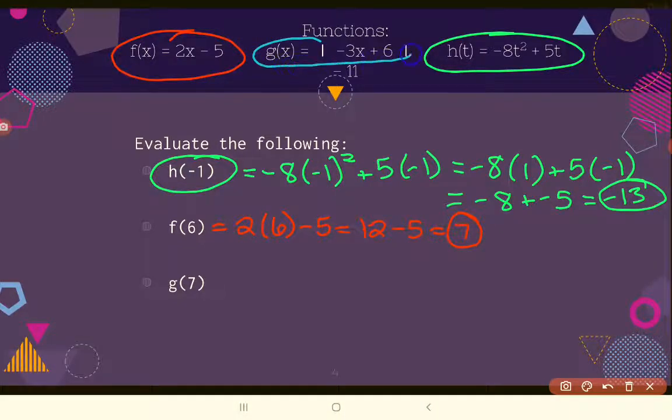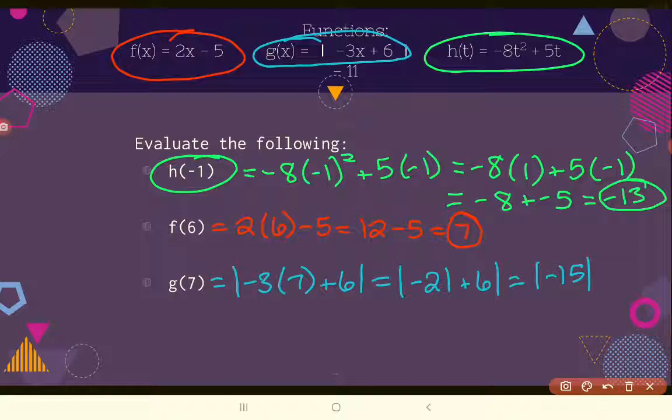So here's function g. And notice here it's got those absolute value bars around it. We're not going to deal with those just yet. For right now, we're just going to write them down and plug in our 7. Let's deal with the numbers first, and then we'll go back and talk about what those bars mean. So -3 times 7 is -21. And -21 plus 6 is -15. So what I end up with is a -15 inside those bars.